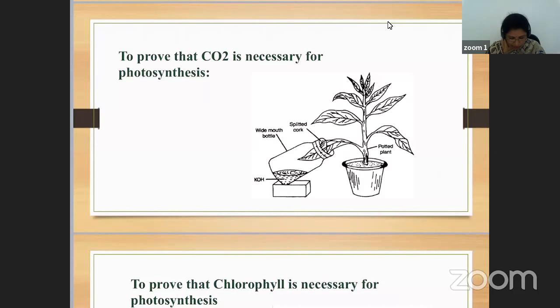In heterotrophic nutrition, again, there are four types of nutrition. Number one is parasitic nutrition. Parasitic nutrition is a type of nutrition in which non-green plants live in or on green plants for their food. So they depend on other plants. Though they are plants, they cannot perform photosynthesis.